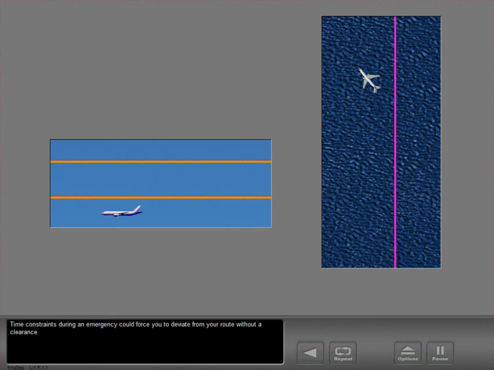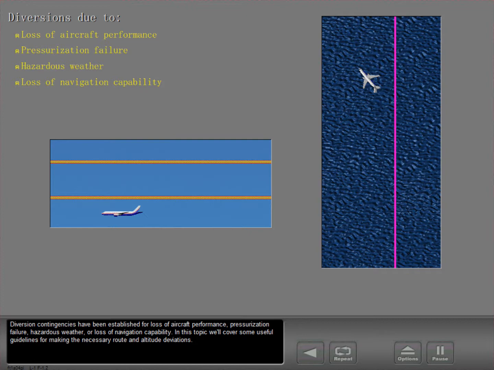Time constraints during an emergency could force you to deviate from your route without a clearance. Diversion contingencies have been established for loss of aircraft performance, pressurization failure, hazardous weather, or loss of navigation capability. In this topic, we'll cover some useful guidelines for making the necessary route and altitude deviations.